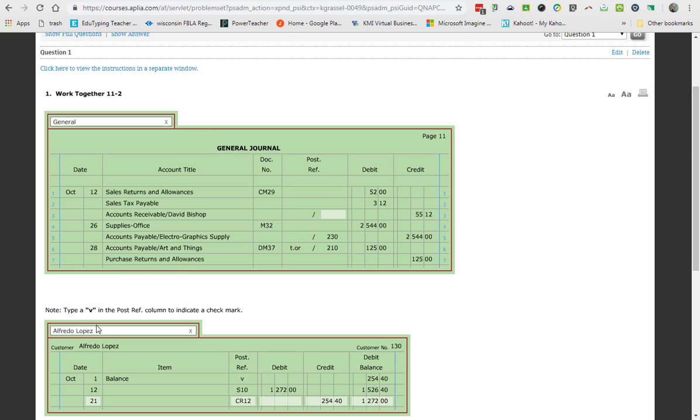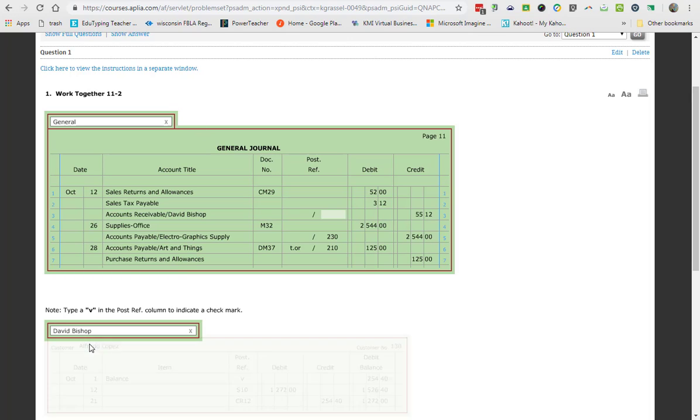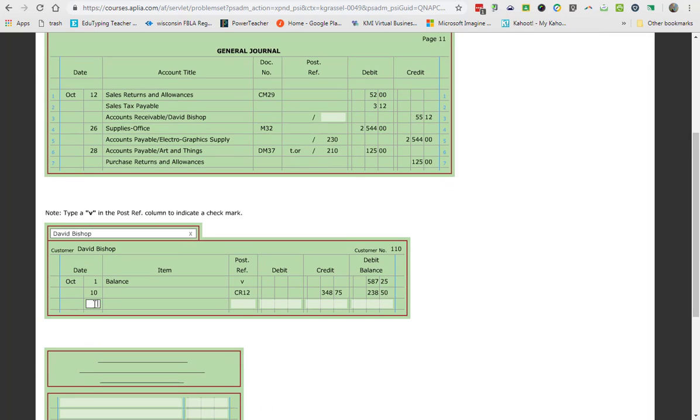So I'm going to go ahead and find David Bishop. Good old David. The date of that transaction is the 12th. And I'm going to go ahead and do G12, 11, and then I'm going to go ahead and credit David for $55.12. David previously had a balance of $238.50, so I'm going to minus $55.12. And when I do that, I get a new balance of $183.38.